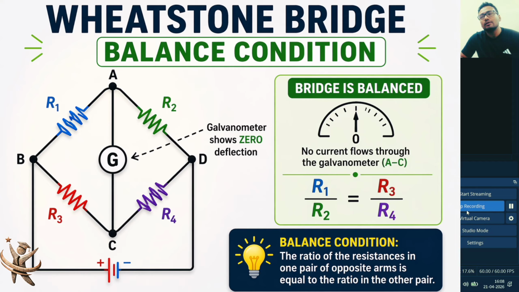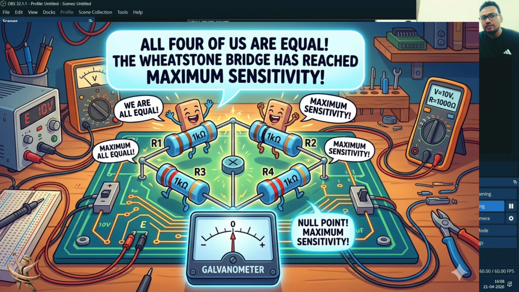Whenever a Wheatstone Bridge is in balanced condition, and in such a situation, if I take all the resistors of the same values, then what happens? The sensitivity of this Wheatstone Bridge is maximum. I mean, what is sensitivity here?